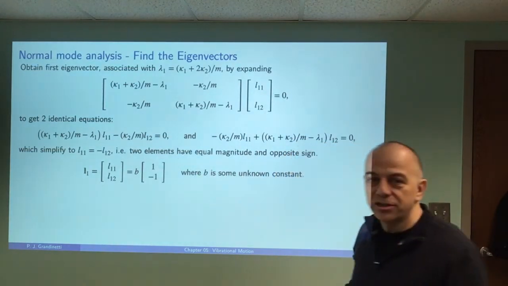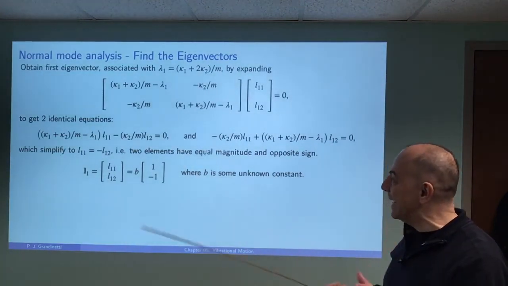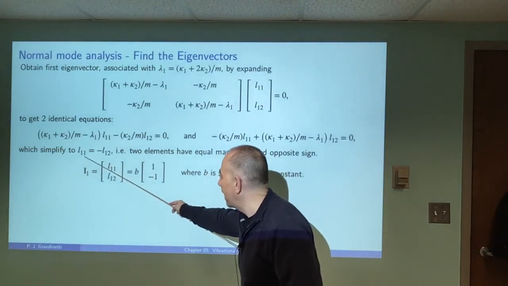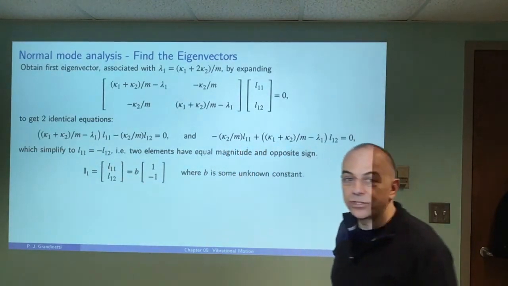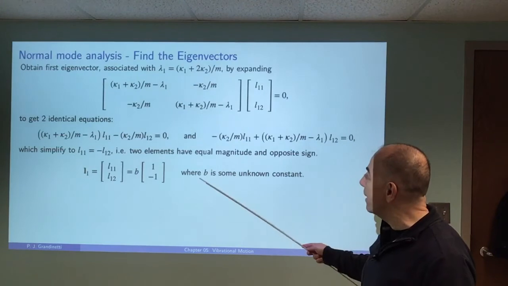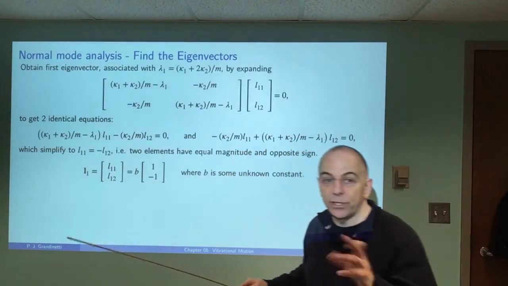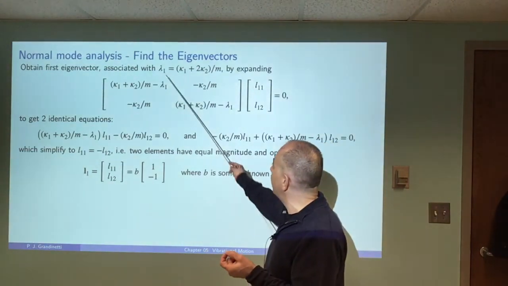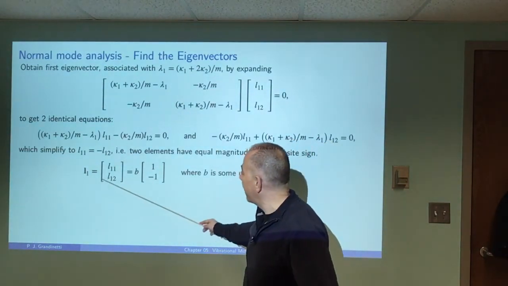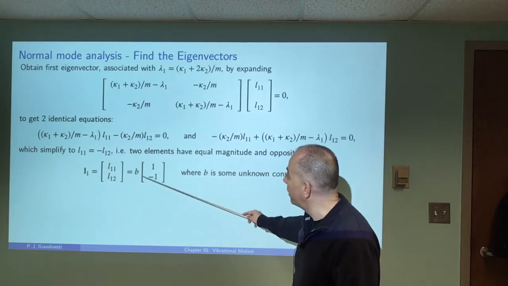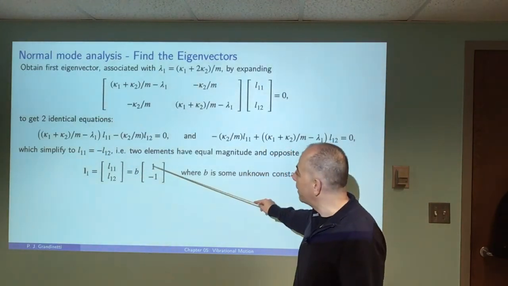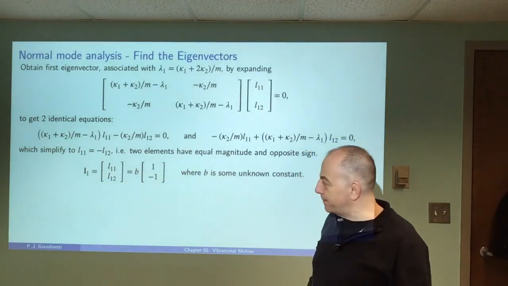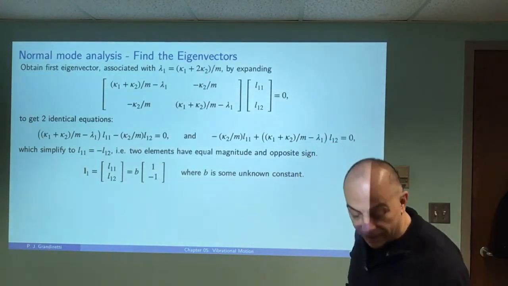These two equations are actually identical. If you simplify these, they all simplify to L11 is equal to minus L12. So the two elements have the same magnitude, but they're opposite in sign. So that means that the eigenvector associated with this eigenvalue has a form of some number, which we haven't determined yet, but one element is equal and opposite in sign to the other element. Okay, so B is some unknown constant.